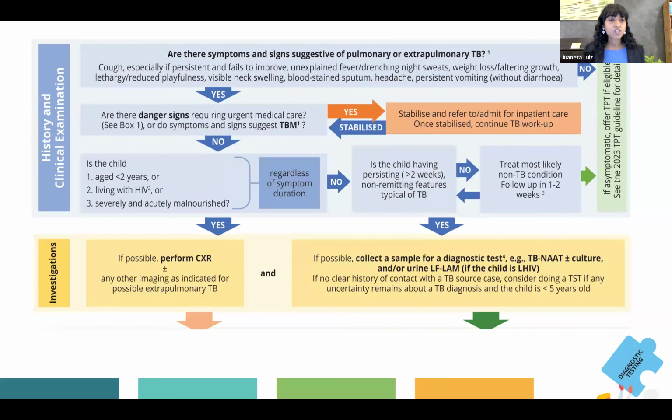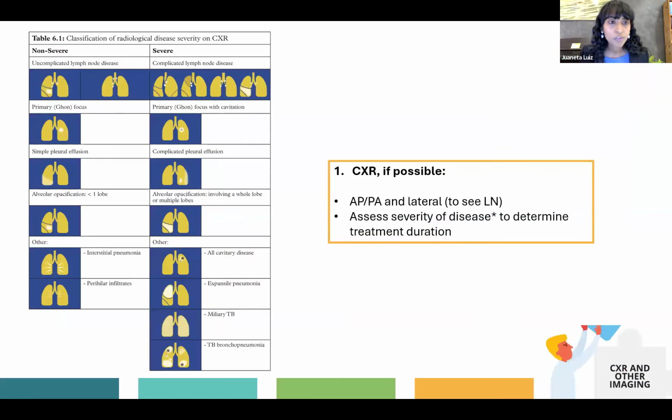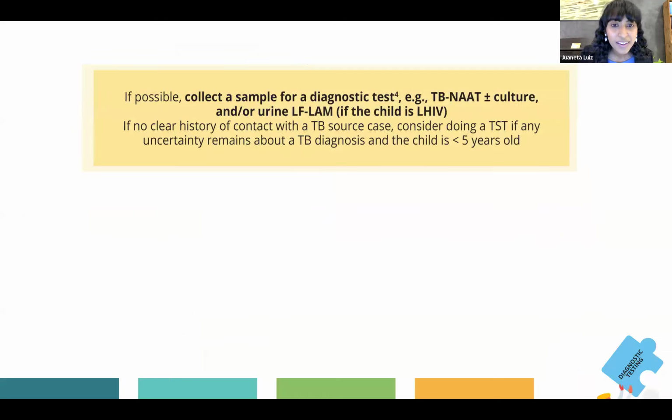So now you've got a child that's either high risk with some symptoms or has got persistent symptoms, or you follow them up and it's persisting. And now you can perform a chest X-ray and take samples. And Prof. Schaaf will go into this a bit further, but please try and do a chest X-ray as much as possible, because it will really help you to determine severity and treatment duration. And remember to do a lateral chest X-ray so that you are able to see the lymph nodes a bit clearer. And then I'll go into diagnostic samples.